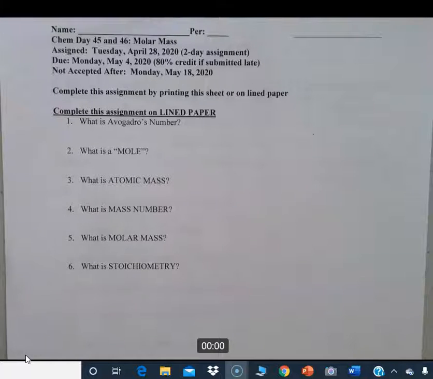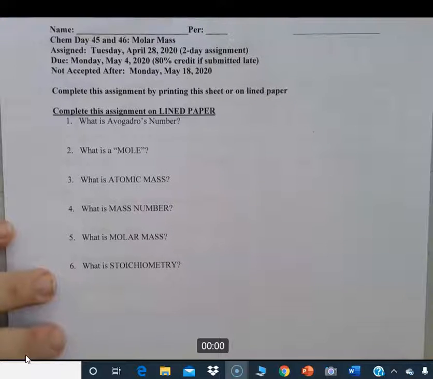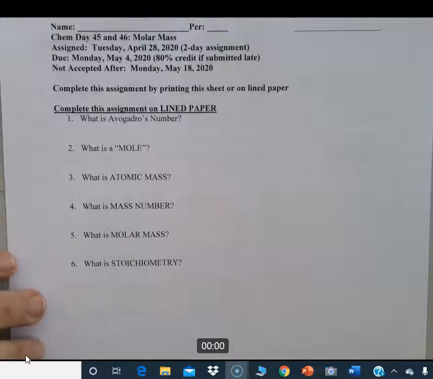Why do we use it? Because it's a big enough number that we have a big enough collection of atoms or molecules that we can actually see the substance, weigh it, hold it in our hands. It's something we can actually work with. We can't work with single atoms and molecules. They're too small. So that's the reason why we use that big number.